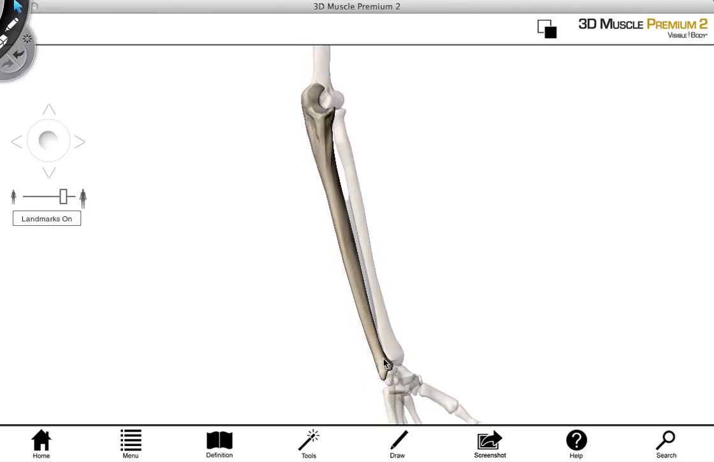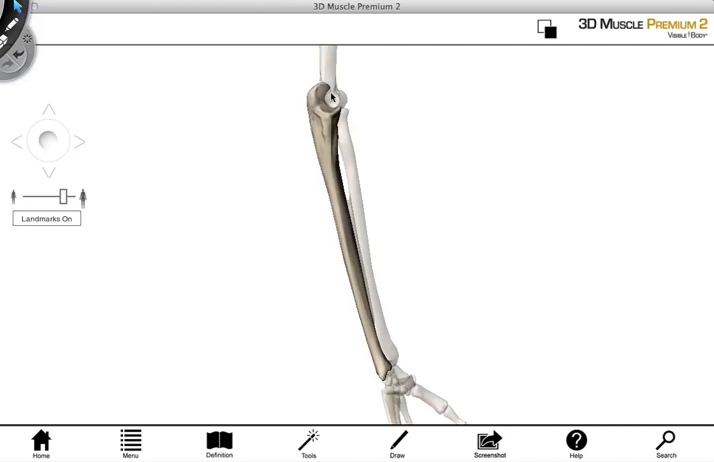If I just turn it here, from a more medial view, we can see two bony prominences on the ulna at the proximal end. Posteriorly, we have the olecranon process, which forms the posterior aspect of our elbow. And projecting anteriorly, we have the coronoid process. Connecting these two processes together, we have the trochlear notch, which I'll just outline here. And the trochlear notch grips onto the trochlea of the humerus.